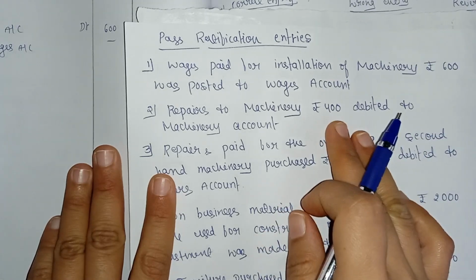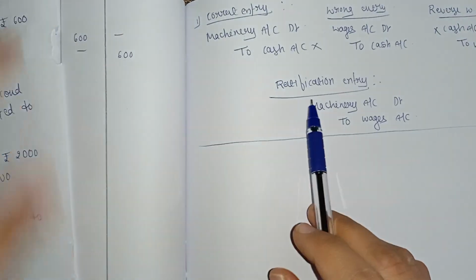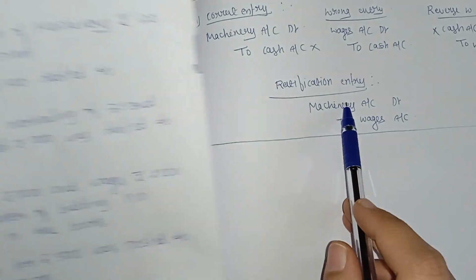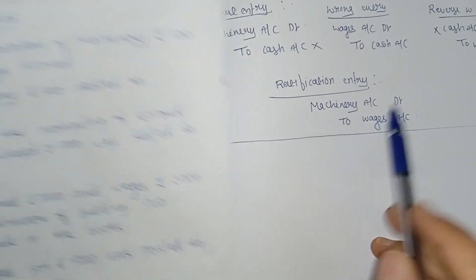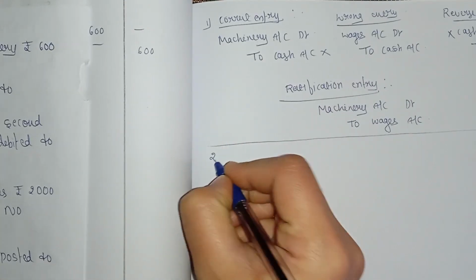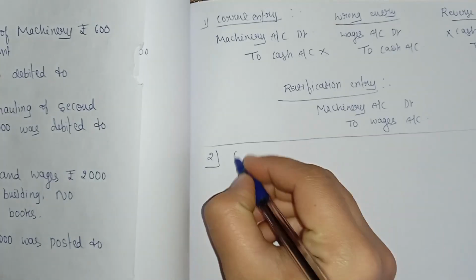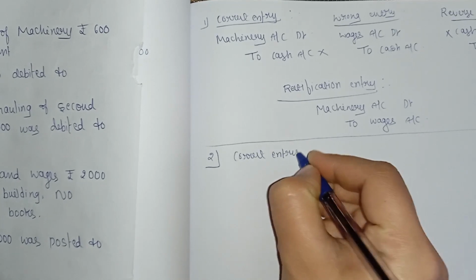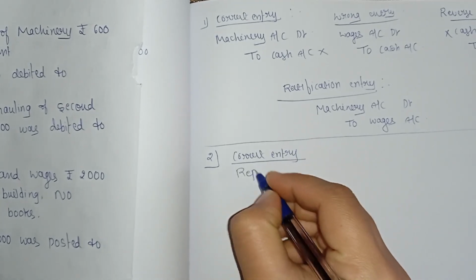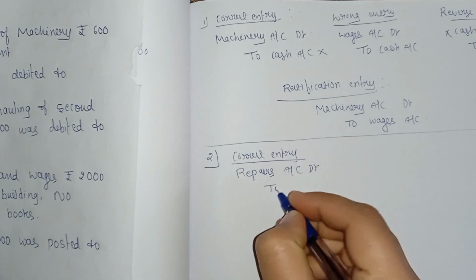Means it is a two-sided error. Means we have to follow these same rules. Okay, so here what we have to do? We have to debit the repairs account and credit. To cancel, we need to credit the machinery account. Okay, so let's solve. Second one, repairs to machinery rupees 400. Means what is our correct entry here? Repairs account debtor to cash account.